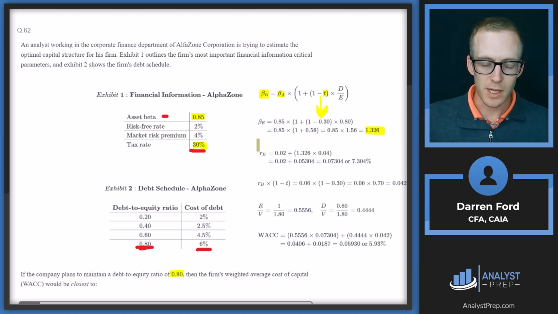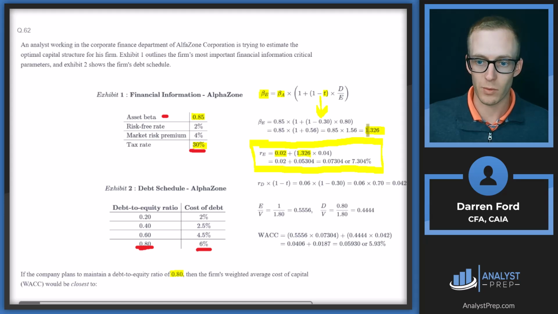So then from here to calculate our cost of equity, we're going to be using CAPM, which is this formula right here. So we've got our risk-free rate, and then we're adding to that our beta of 1.326, which we just calculated, and then we're multiplying that by the market risk premium. So the market risk premium is given at 4%. And when we work that through, we get a cost of equity of 7.304.